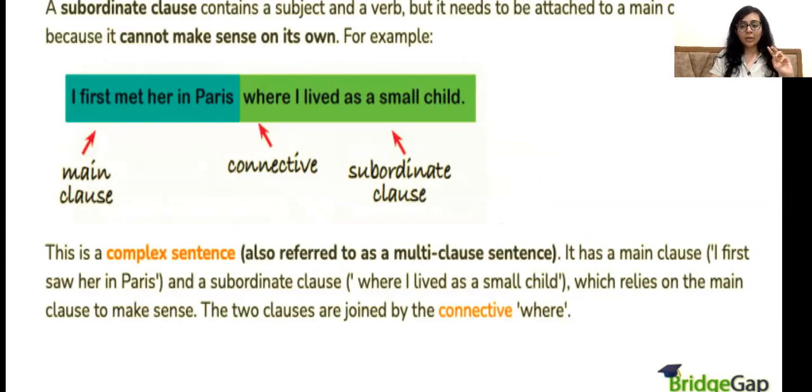Now, coordinate, we know that it's conjunctions like or, and, but. But what are subordinate? It contains a subject and verb, definitely. It needs to be attached to a main clause. It cannot make sense on its own. For example, as you can see here, I first met her in Paris, where I lived as a small child.